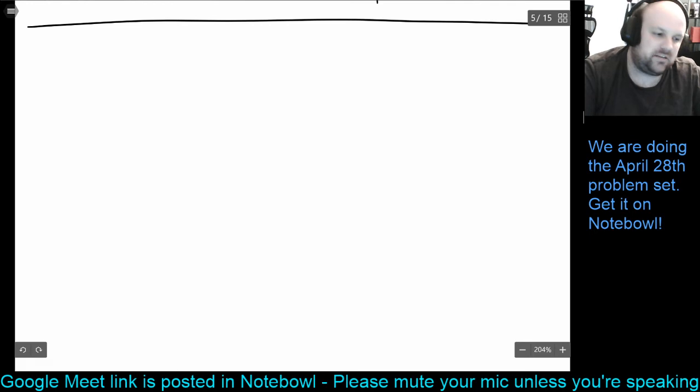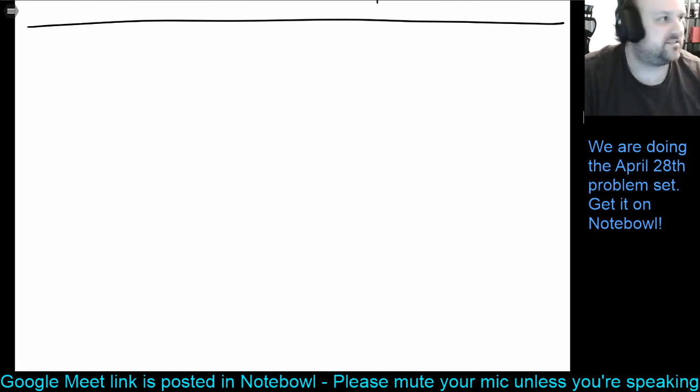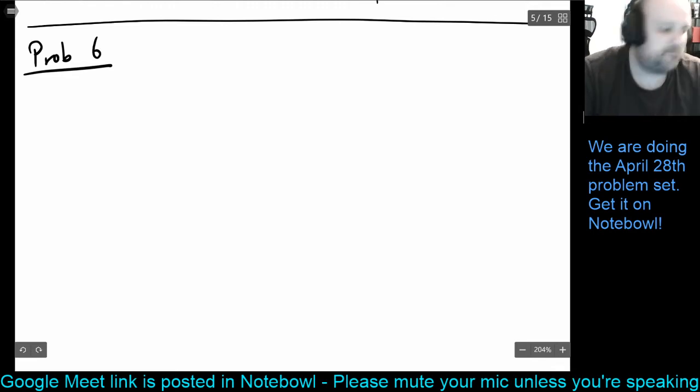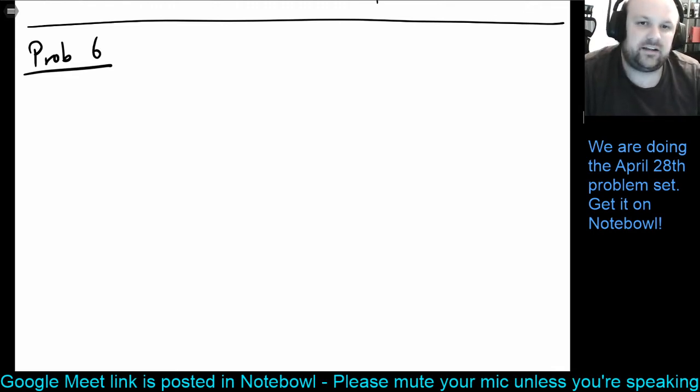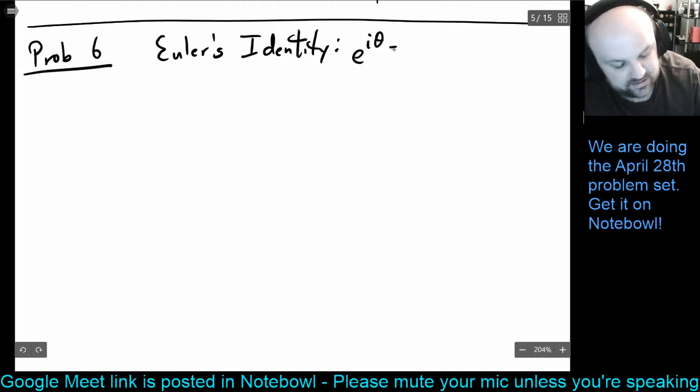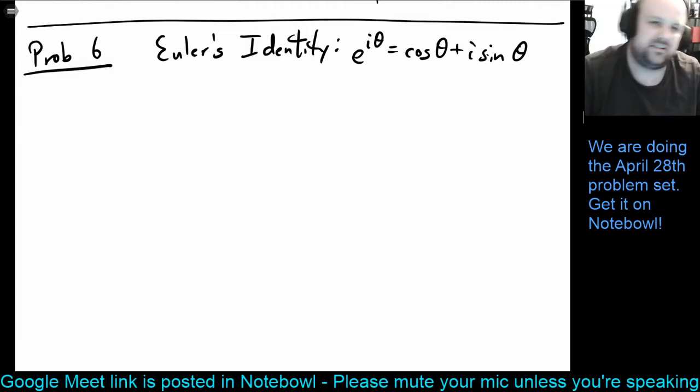So I want to talk about this last problem here because I love this problem. This is one of my favorite things to do with power series. There's a very important formula in math. This is called Euler's identity. So many things are named after Euler, but Euler's identity says e to the i theta is cosine of theta plus i sine of theta. And you can use x instead of theta here if you want. It's not a big deal.